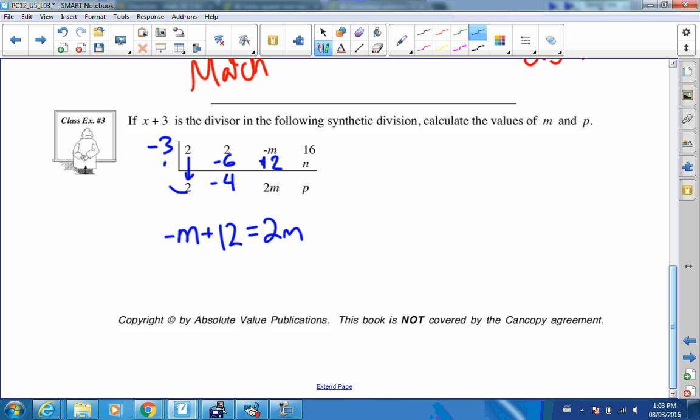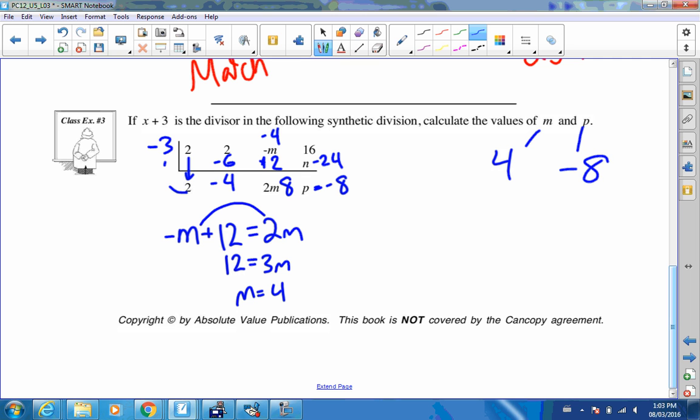Anyway, let's combine our like terms, solve it. I'm going to throw those over there. 12 equals 3m. M equals 4. So really this is 8. And this is apparently negative 4. Now, negative 3 times 8 is going to be negative 24. So n is negative 24. Negative 24 plus 16 is negative 8. So apparently this is negative 8. So m is 4 and p is negative 8. I'm mostly sure I did that right. There's all sorts of places I could have made some sort of silly mistake.